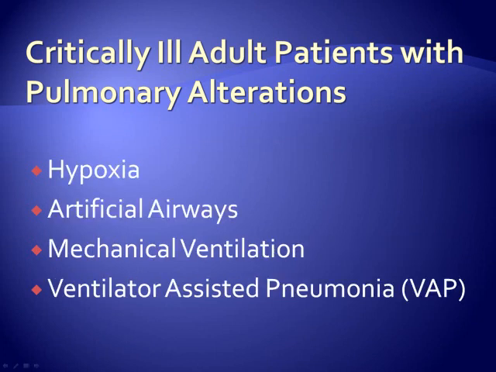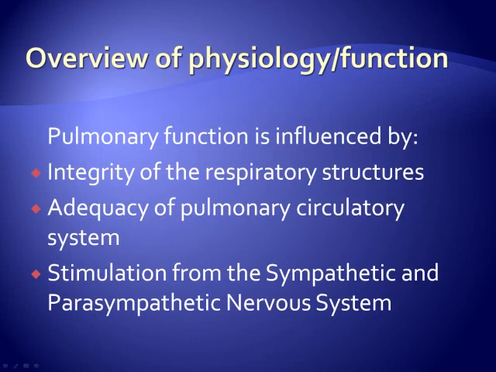So some of the concepts we're going to talk about today include hypoxia, artificial airways, mechanical ventilation, and ventilator-associated pneumonia. Obviously, these are conditions that we see quite a bit of in an intensive care setting. So let's first do a little review of the normal physiology and function of our pulmonary system.